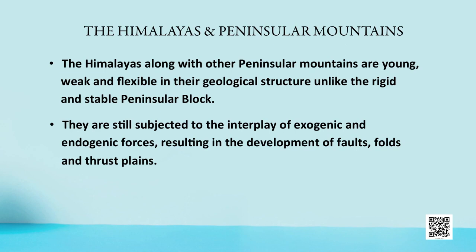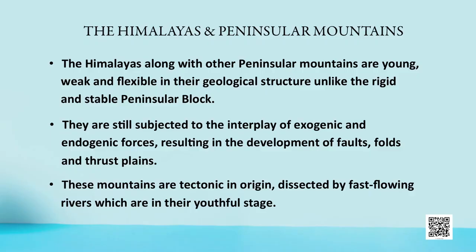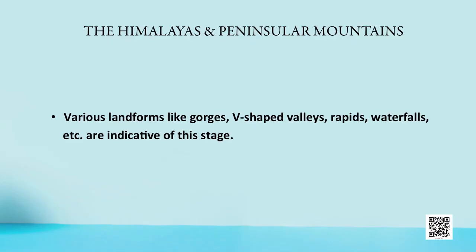These mountains are tectonic in origin. I told you they are vulnerable to earthquakes. They are dissected by fast flowing rivers which are in their youthful stage. Fast flowing means when a river flows from a high mountain, the velocity is very high. So, the agent of gradation is working very fast. Various landforms are formed, like gorges, I-shaped valleys, V-shaped valleys, rapids and waterfalls. Because this is a young stage, these are the features which are formed in the young stage.